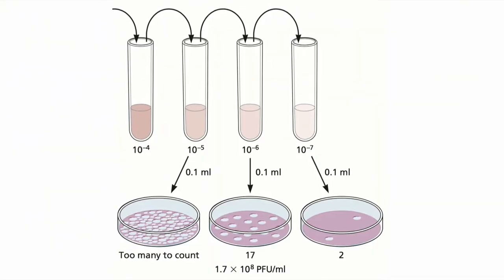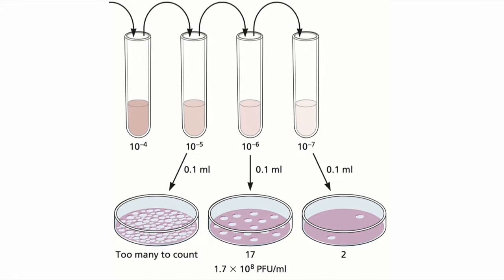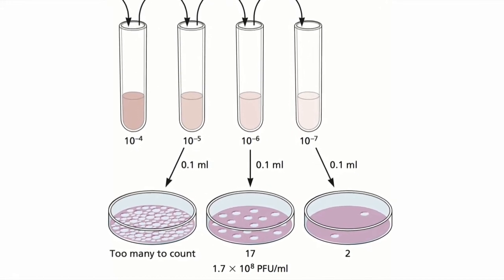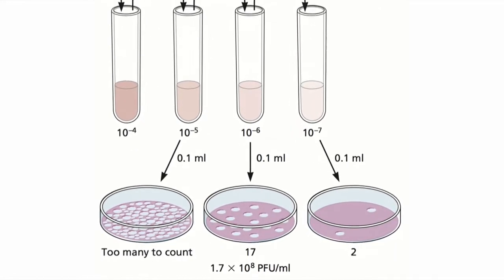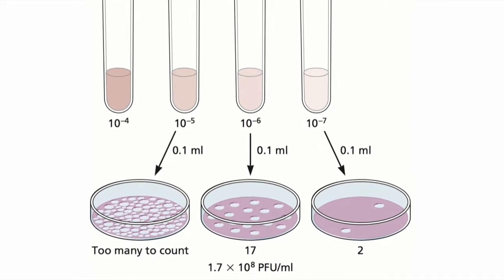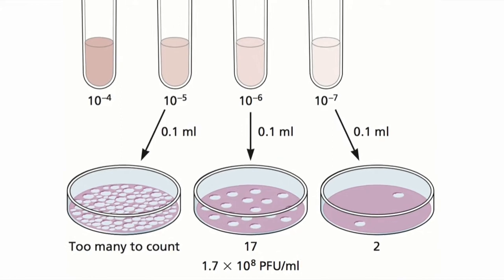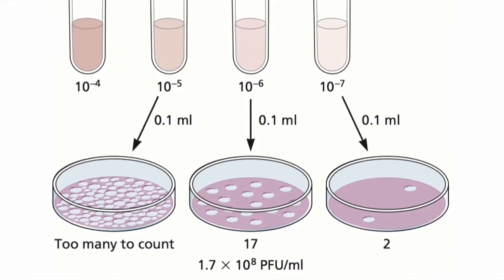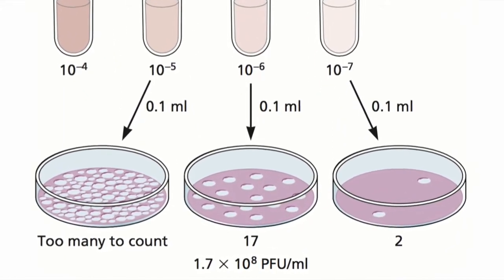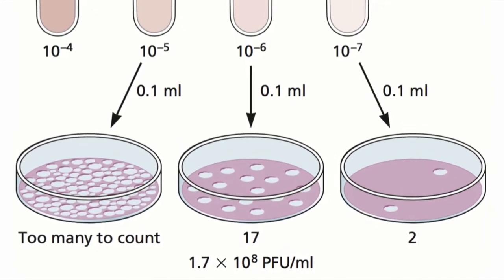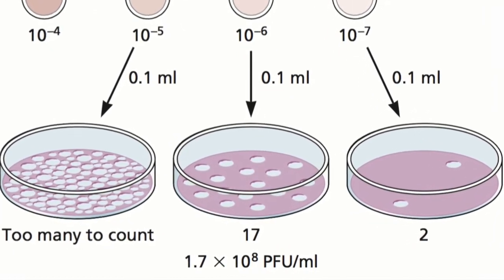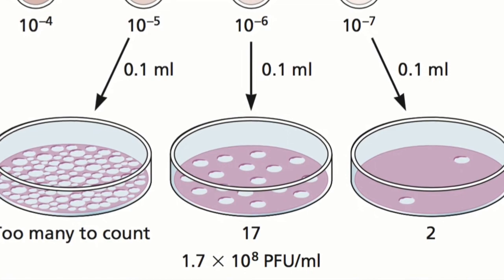In this example, there are 17 plaques on the countable plate. The other plates have too few or too many plaques to count. The dilution on that plate is 10 to the minus 7. The dilution of 10 to the minus 6 in the tube, plus one more tenfold dilution because we only plated 0.1 ml. The final virus titer is 1.7 times 10 to the 8th PFU per ml.